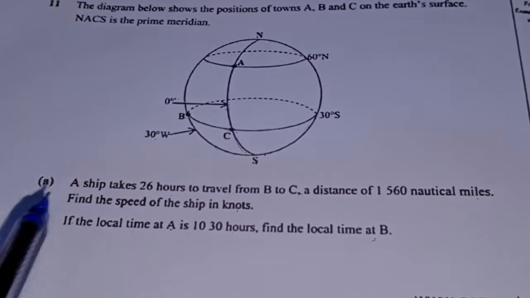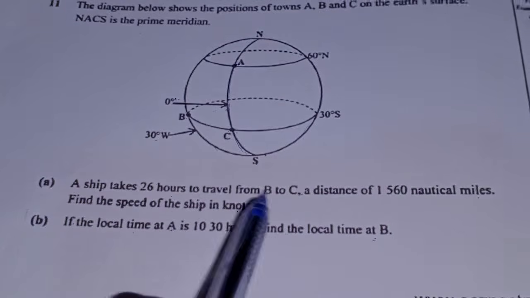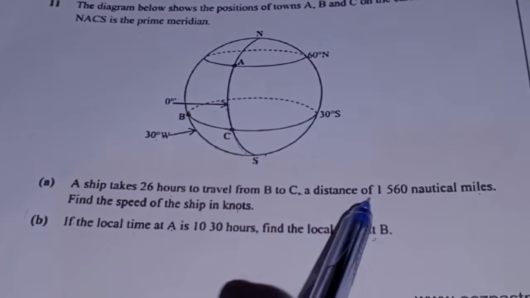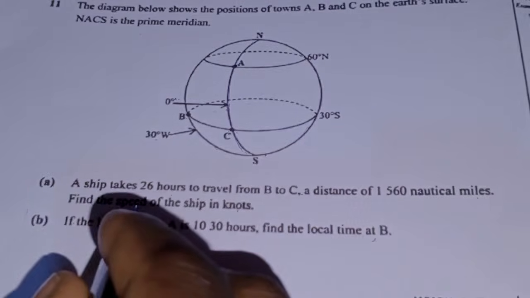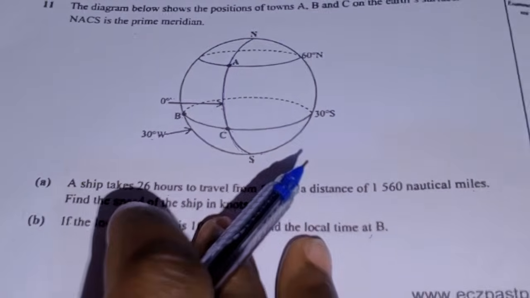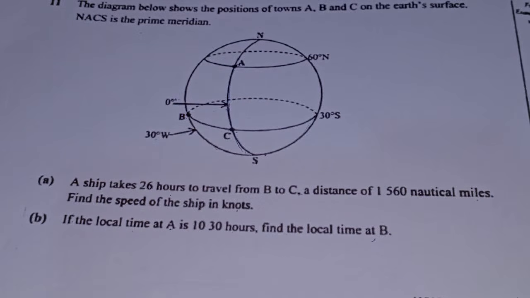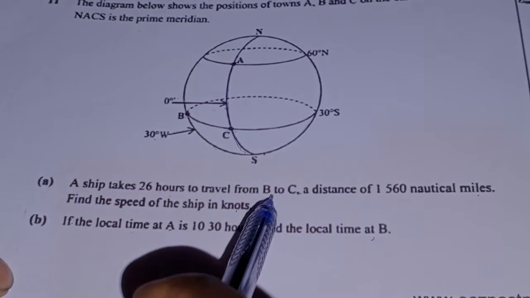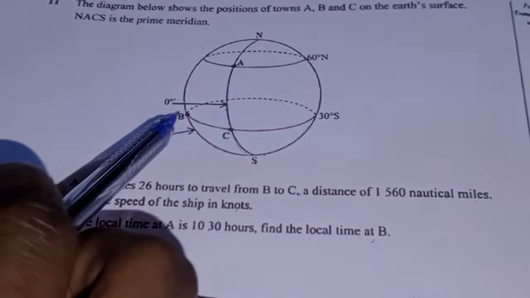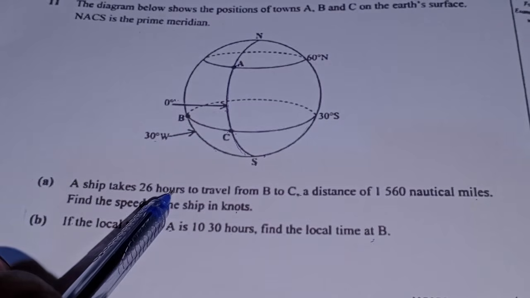Now the first question says, a ship takes 26 hours to travel from B to C, a distance of 1,560 nautical miles. Find the speed of the ship in knots. So they want us to calculate the speed of the ship in knots. Remember, we have already been told that the ship takes 26 hours to travel from B to C. So that is the time difference there.